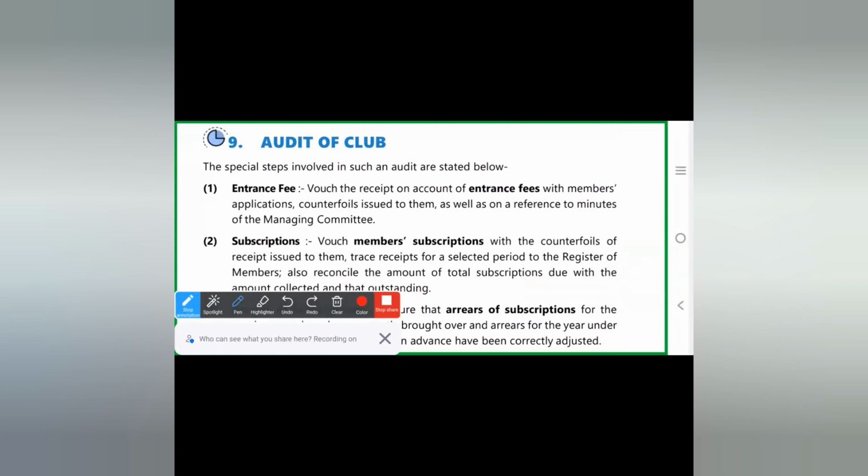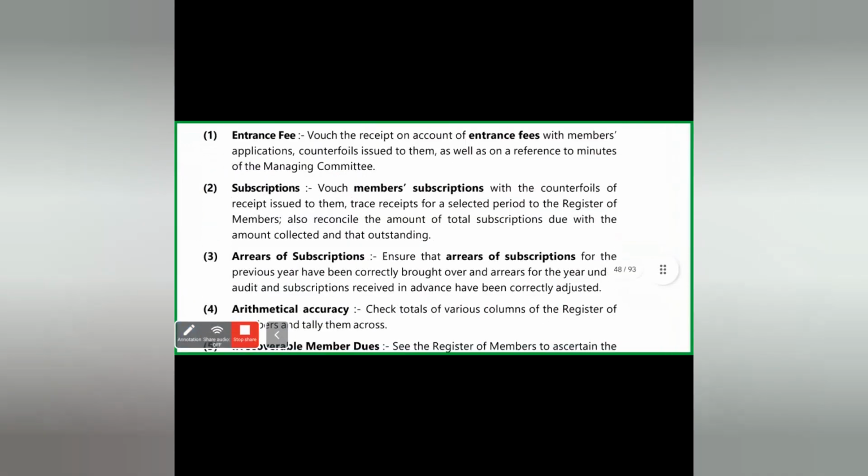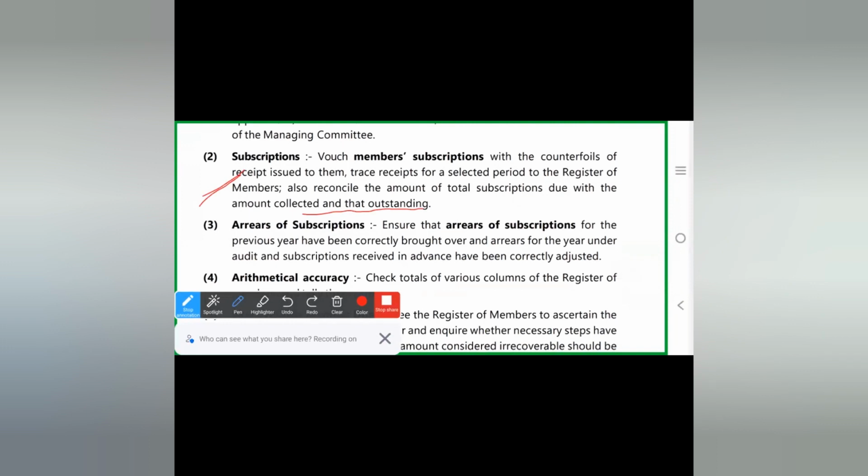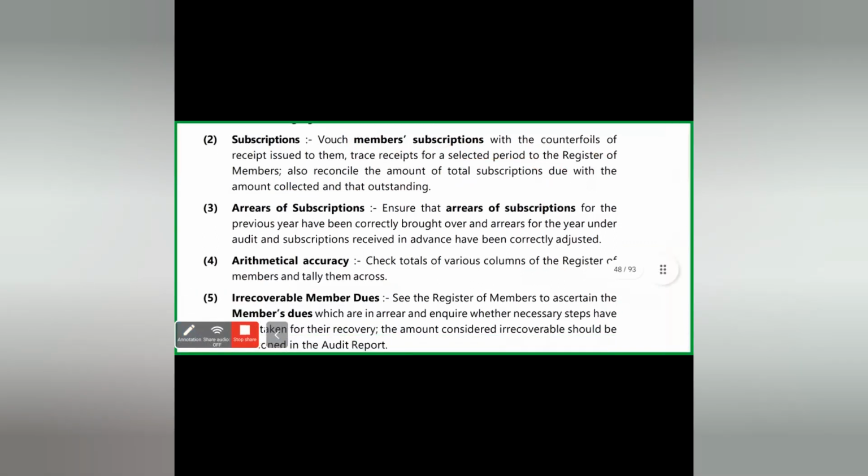Now in a club, there is entrance fees, which is one of the sources of income. So these entrance fees have to be checked against counterfoils issued, with reference to minutes of the managing committee. In case of subscriptions, member subscriptions have to be vouched with counterfoils and receipts traced for a selected period. Also, the amount of total subscriptions due with the amount collected and outstanding shall be reconciled.